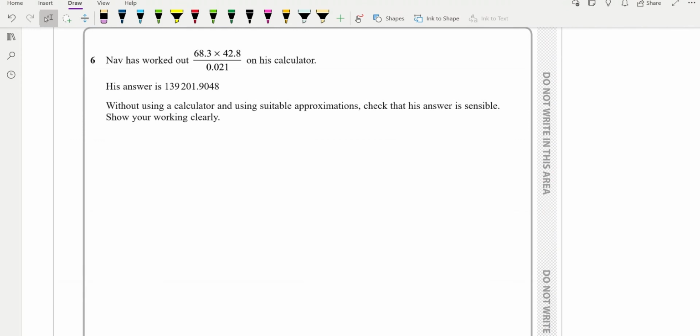Question number 6 says Nev has worked out this one on his calculator. His answer is this one. Without using a calculator and using suitable approximation, check that his answer is sensible. Show your working clearly. So we can approximate. We are not supposed to use a calculator.